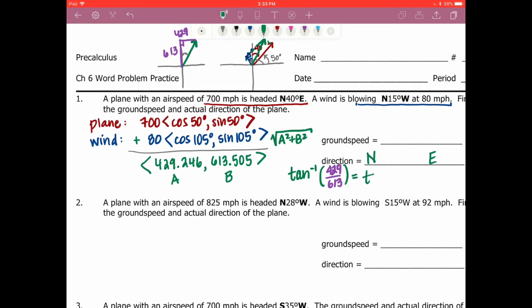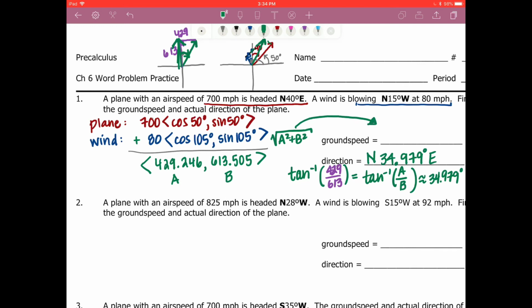Well, that's the inverse tangent of A over B. So when I put that into my calculator, I am indeed going to get an angle less than 40 degrees. It is 34.979 degrees. So we're going north, which would be up, and then we're rotating towards the east, 34.979 degrees. Our ground speed, again, is the square root of A squared plus B squared.